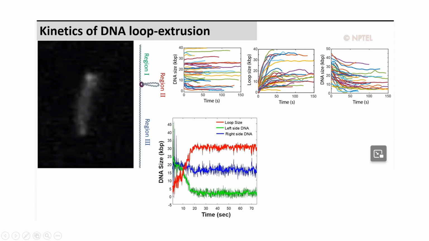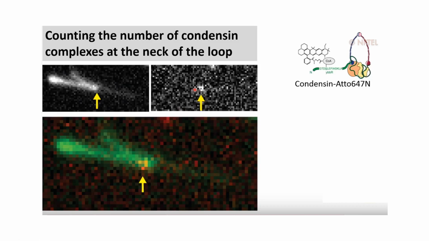From this, you can derive the kinetics: at 20 seconds, around 30 to 35 kilo base pairs of DNA was looped by the condensin. So in each second, how many base pairs of DNA are getting into the loop, you can calculate from this graph. So this was the kinetics which was observed.